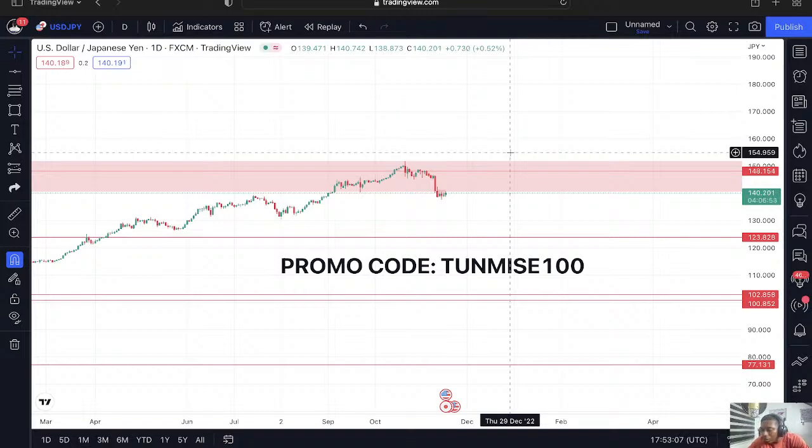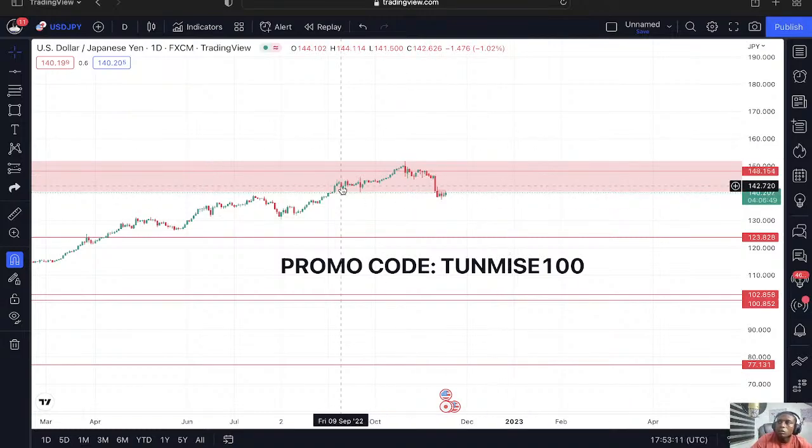How do you handle fake breakouts? You handle fake breakouts by minimizing your risk, because you will never know if it is a fake breakout or not. That's just the fact. So when you minimize your risk, if it comes and eats your stop loss, you see that this thing is a fake breakout, and that's fine.